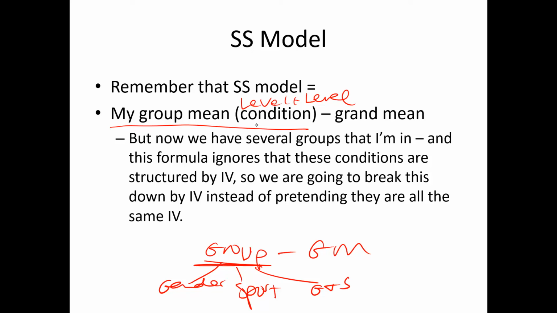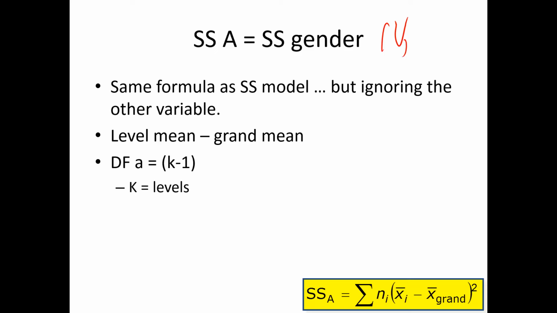So now let's talk about just gender. So the formula for just IV1, sometimes this is called sum of squares A, just because it's the first variable, but you could think about it as sum of squares IV1 too. So it's the same formula as SS model, but now we're just going to pretend like this is the only variable in existence. So it is the level mean, so gender's mean, minus the grand mean.